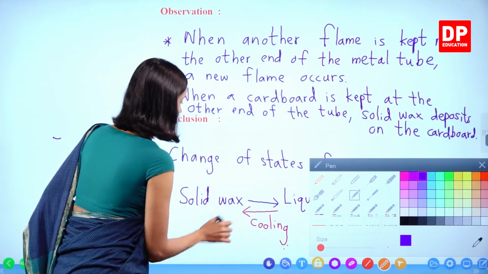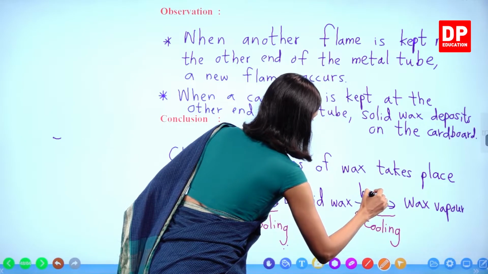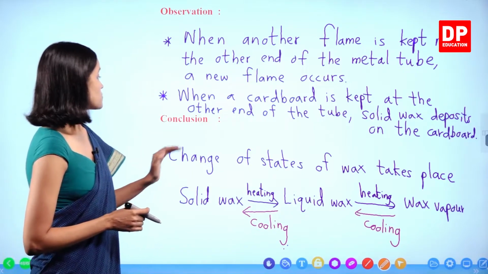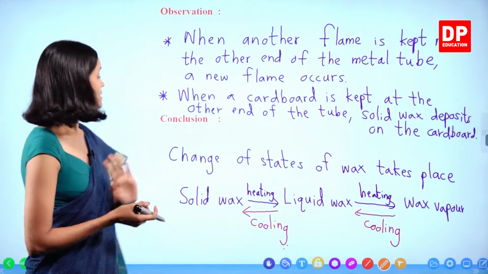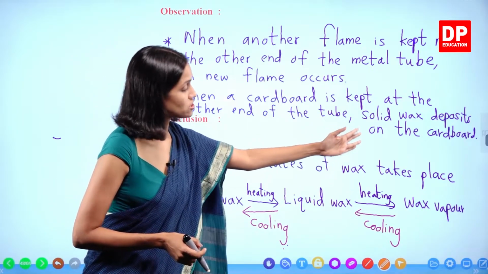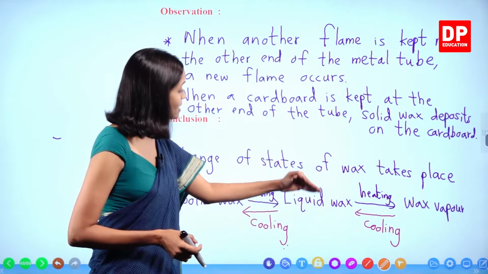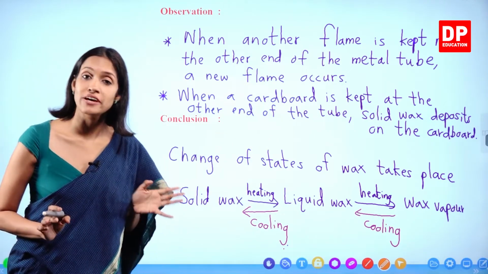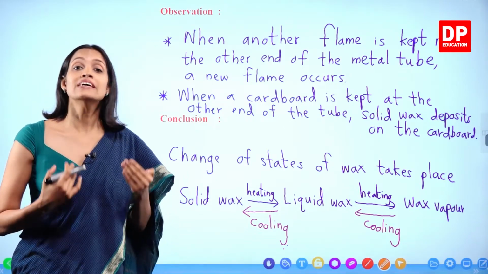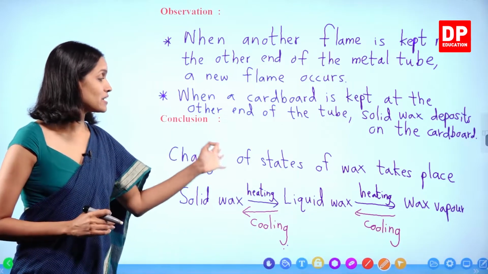Here in these arrows we will write heating. Due to heating this happens. Right? So change of states of wax takes place. Solid wax due to heating converts to liquid wax, and liquid wax due to heating changes to wax vapor. And the wax vapor due to cooling again converts to liquid wax, and liquid wax further cools down and forms solid wax. Right, children? So after doing this activity, it's very clear that because of heat, change of states take place. Change of states take place because of heat.